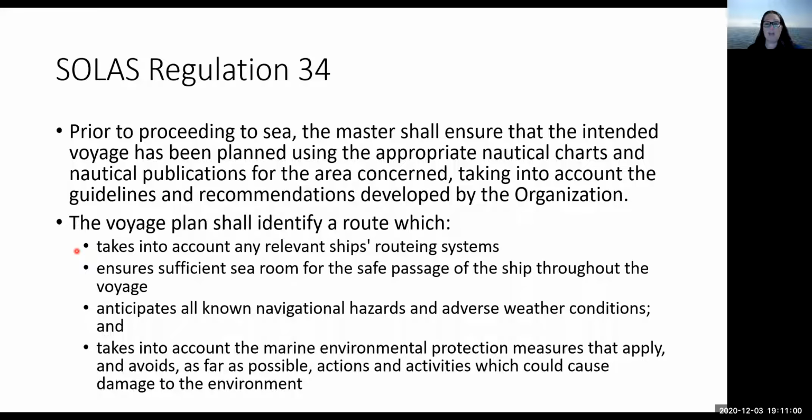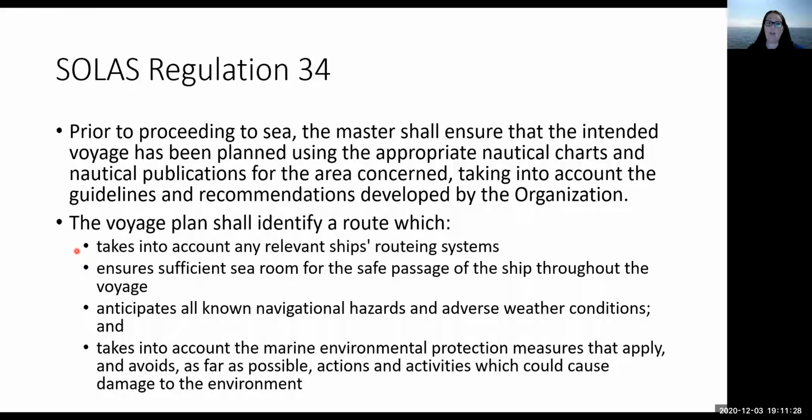And that's obviously great if we're a great big tanker and we're only allowed in certain places, but actually what's really important for us, if we think slightly smaller boating, it takes into account the fact that we have sufficient sea room for the safe passage of the ship from start to finish, so throughout the voyage, okay? Particularly looking at all known navigational hazards and adverse weather. Now, all is a really big word. Can you really look at all known navigational hazards, okay?